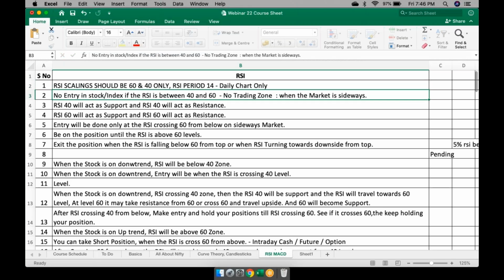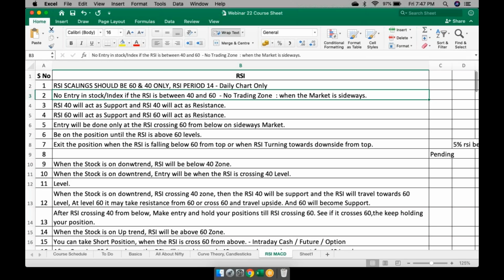Daily chart only. No entry in stock or index if the RSI is in between 40 and 60. It's a no trading zone, sideways market. RSI 40 will act as a support. RSI 40 will act as a resistance. RSI 60 will act as a support. RSI 60 will act as a resistance.